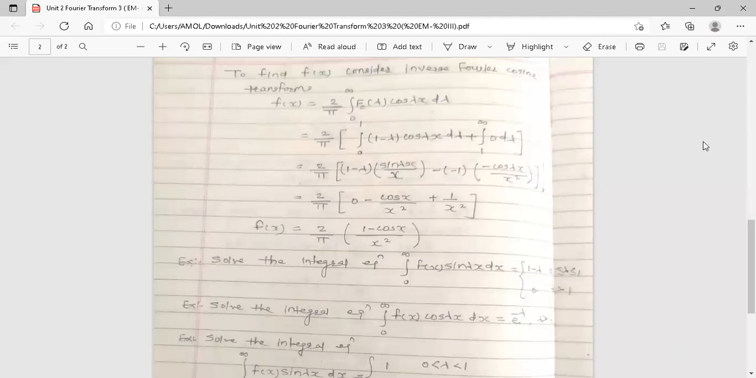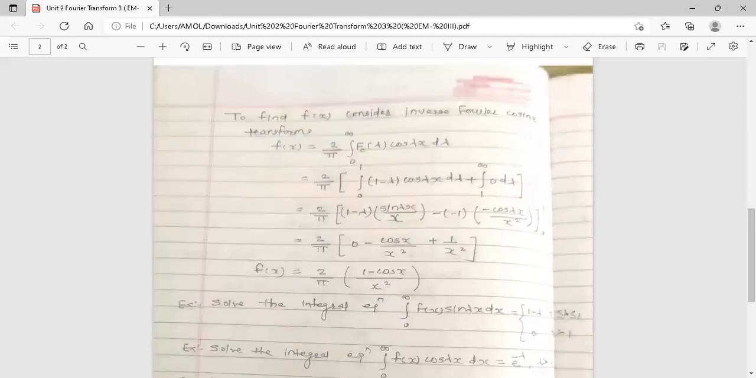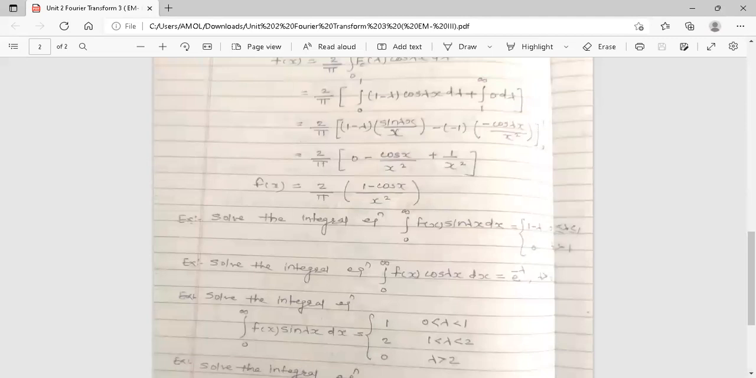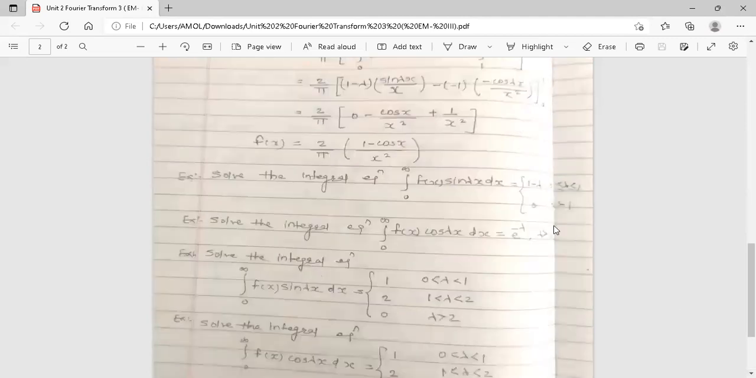So you solve the integral equation, means the Fourier transform is given, either cosine transform or sine transform, whatever. You can identify it easily from the given equation, and you have to just find the inverse Fourier transform, inverse Fourier cosine transform or sine transform. Here, 4 examples are there for practice. Try to solve these examples, solve the integral equations.